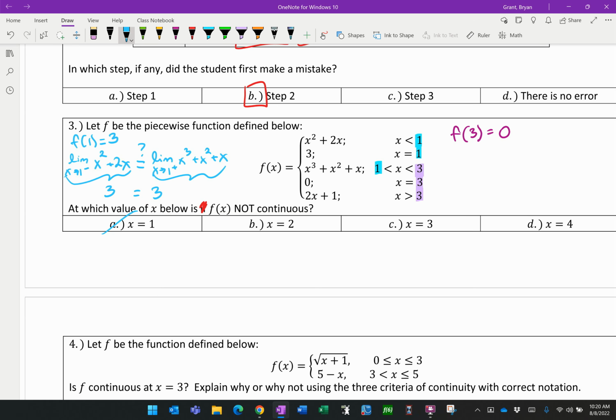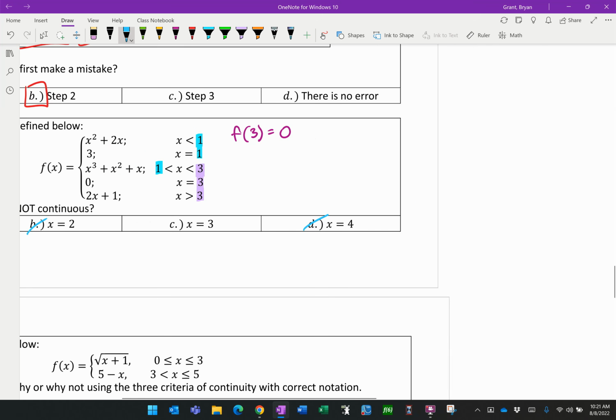We know the function's continuous at 2 because 2 is on this interval, it's in the middle, and this function is continuous everywhere. So if we pick a number somewhere in the middle where it's not endpoints, then it has to be continuous. So that's out. And the same thing 4. 4 is just a point on this line, which has no issues except at 3. So my guess is it's 3, but let's see if we can determine exactly why.